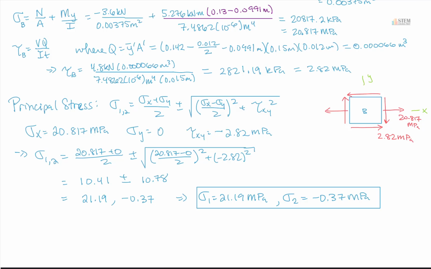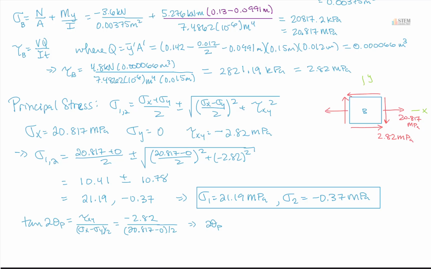What we need to do is use our tangent 2 theta p equation. And remember, that is going to be equal to what? Well, it's going to be equal to your shear stress over, let's see, what is that? Sigma x minus sigma y over 2. So with our values, we're going to have a negative 2.82. We put that over our sigma x, which was 20.817, minus 0, because we don't have a sigma y, divide by 2. So now let me put that in the calculator, and then we'll see what we get.